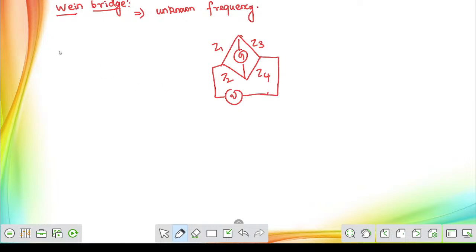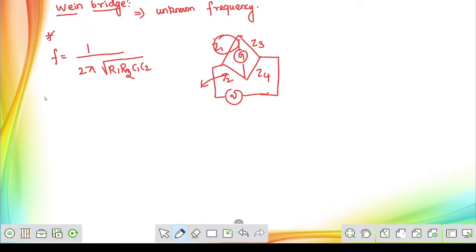Now, in the Wien bridge, what is the formula to calculate the value of the unknown capacitor? Sorry, unknown frequency. The formula is going to be 1 upon 2 pi into the square root of R1 into R2 into C1 into C2. Do remember? From branch 1, you will have to take the values of R1 and C1, and from here you will have to take the values of R2 and C2. Then directly substitute to obtain the value of frequency.